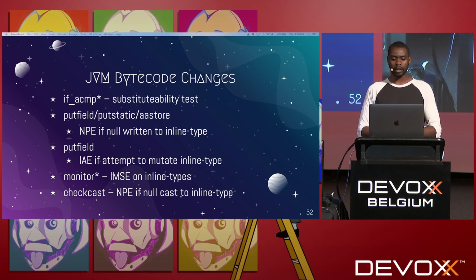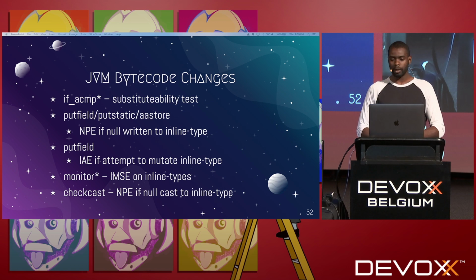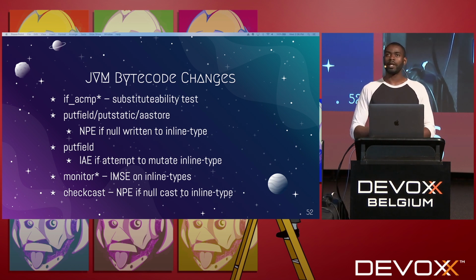The putfield, putstatic, and array store bytecodes can now throw null pointer exceptions if you attempt to write null into an inline type or inline type array. So this is something that they haven't done before. And if you attempt to update an inline type with putfield, you'll get an IllegalAccessException as well. The monitorenter and monitorexit bytecodes will throw exceptions if they're performed on inline types. And a checkcast will throw a null pointer exception if null is cast to an inline type.